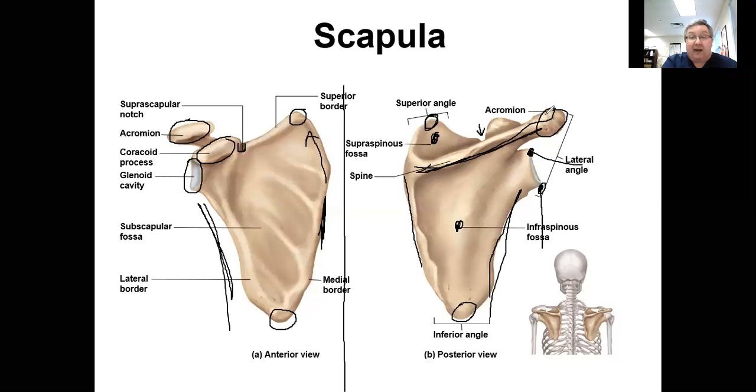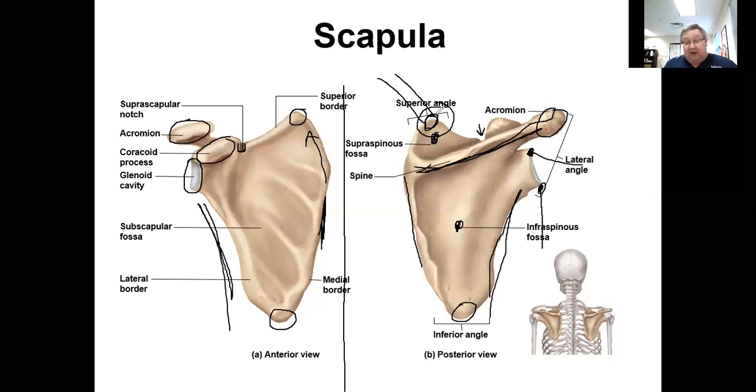The superior angle, this area up here. Remember, there's a muscle that's coming from above that comes down from the cervical vertebra and helps lift the shoulders like that, or elevate the shoulders. That muscle is the levator scapulae, the levator scapula. That inserts into the superior angle.